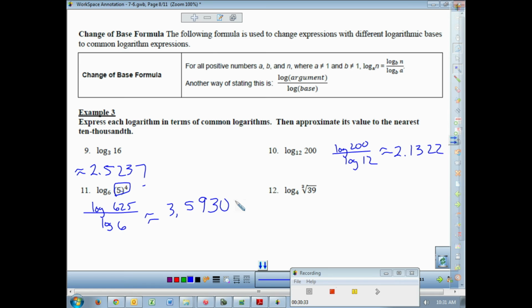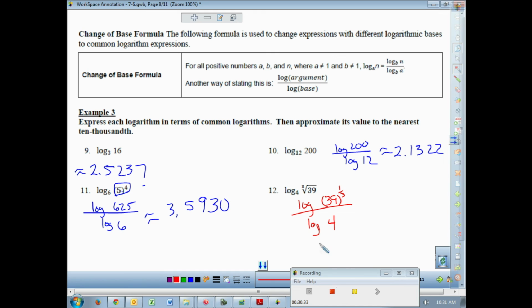Yes, sir, Bob? And then the next one. Log of the argument. I'm going to write it as 39 to the 1/3 over log of the base, log 4. Cool? If you are a person who really wants to put that in front, you can. You just got to type it in correctly. I'm not going to put it in front. I'm just going to type what I see.